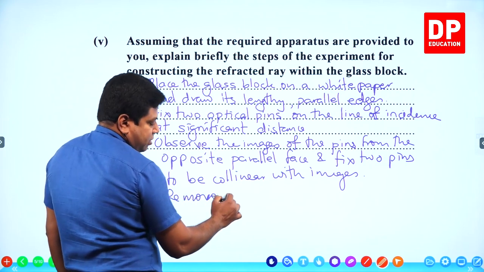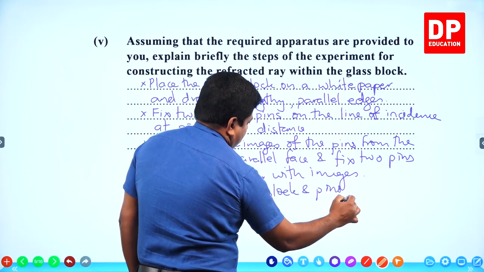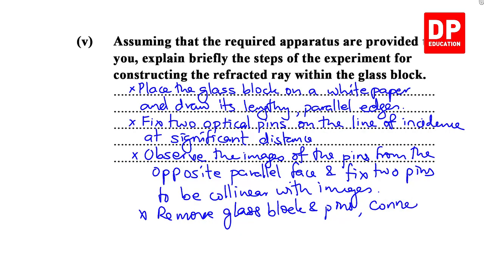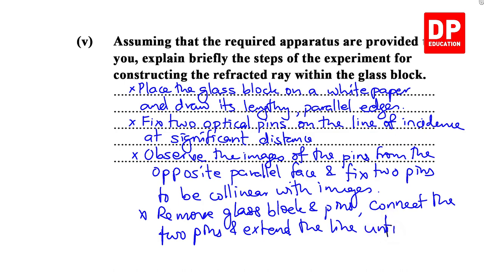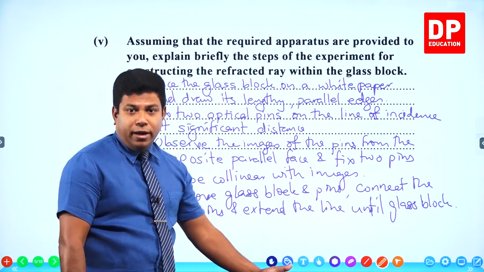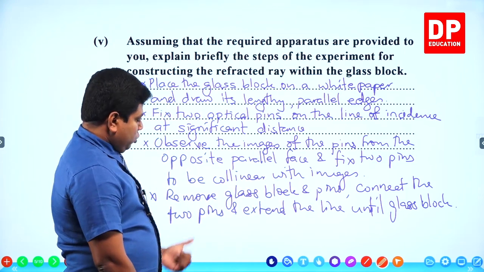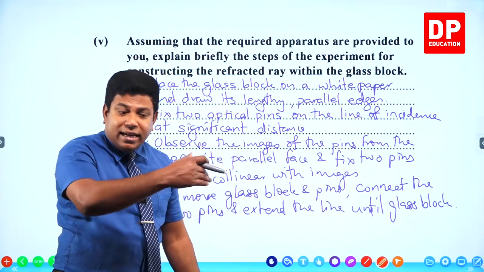Remove the glass block and pins. Connect the two pins and extend the line until the glass block. See, even though it takes a lot of space for me, when you are writing with a pen on your paper, it doesn't take this much space. Since I am writing with a marker on the whiteboard, it takes more space for me. So, connect the two pins, extend them until they reach the glass block.